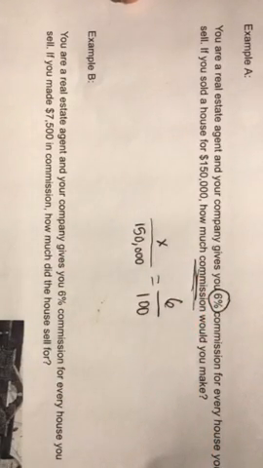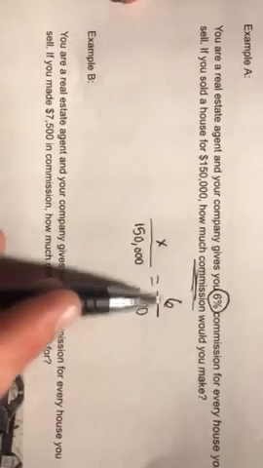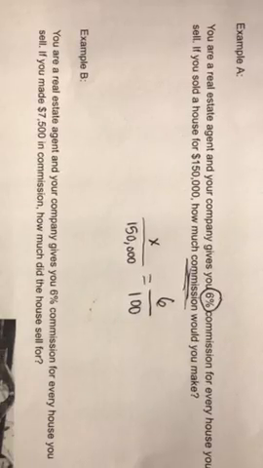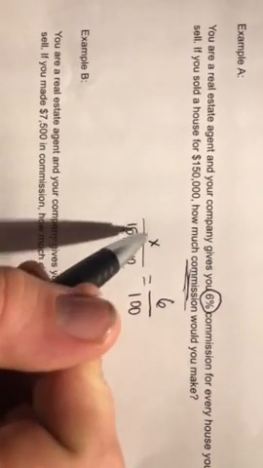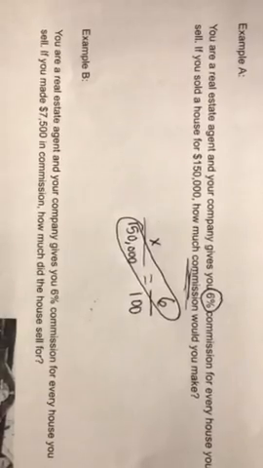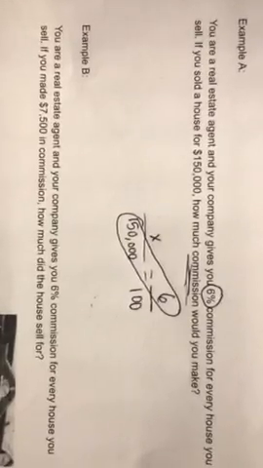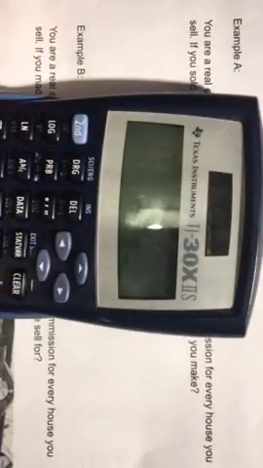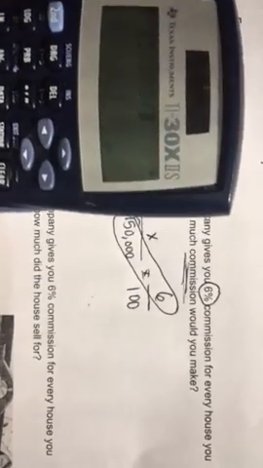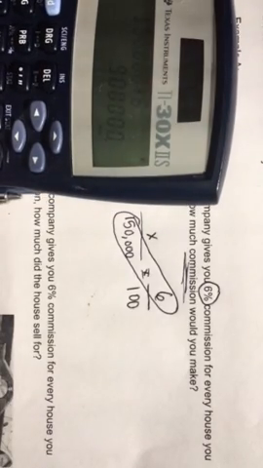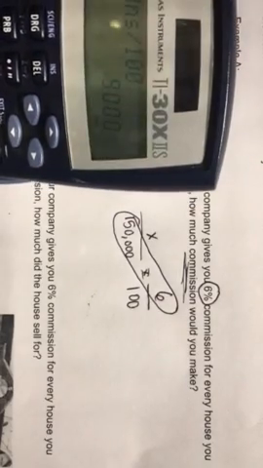I'm going to use a variable here to represent the unknown. Now, you can either solve by finding the factor or cross multiplying. I'm going to cross multiply. So I'm going to multiply the diagonal: $150,000 times 6. Then I divide by the third number, 100. So I get 900,000 divided by 100, and my answer is x equals $9,000.